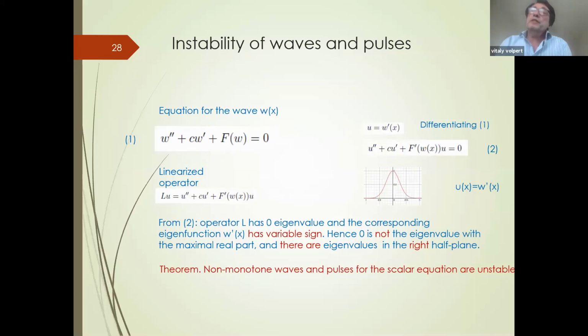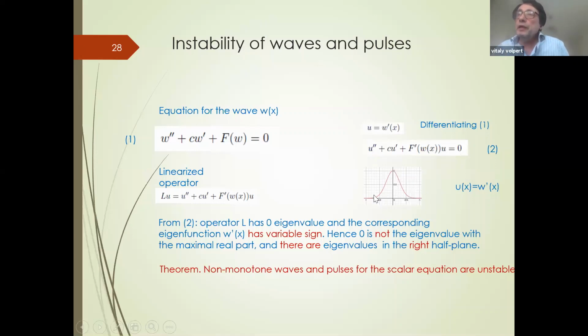Another interesting application of the same theorem is that if waves are stable, then pulses are unstable. This is also a very simple application and very useful. So let's see what we have here. As before, we have this equation. For generality, I write it here with a C because it also applies for waves. We differentiate, and we have this equation here. As before, U(x) equal W prime is the eigenfunction corresponding to the 0 eigenvalue.